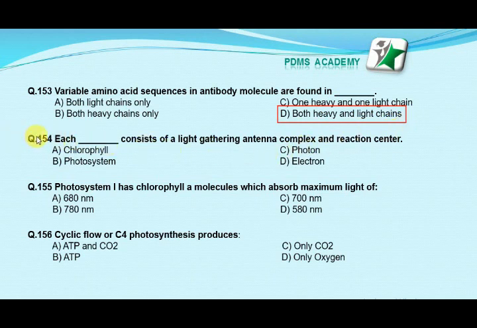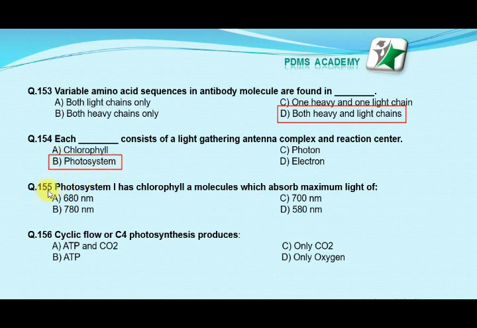Our next MCQ is: each consists of a light-gathering antenna complex and reaction center. Option A, chlorophyll; option B, photosystem; option C, photon; option D, electron. Our correct answer is B, photosystem.